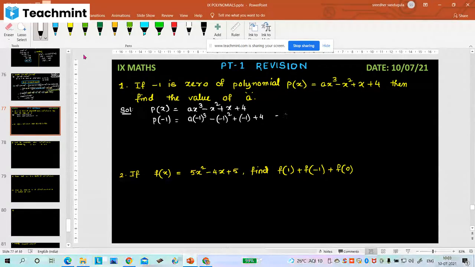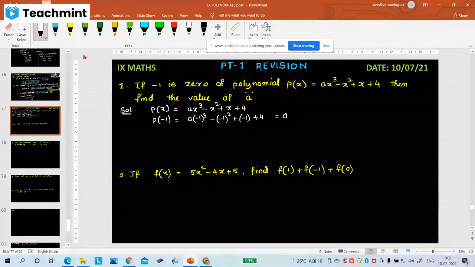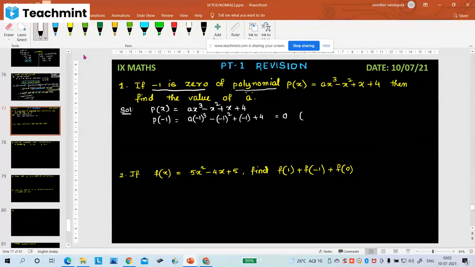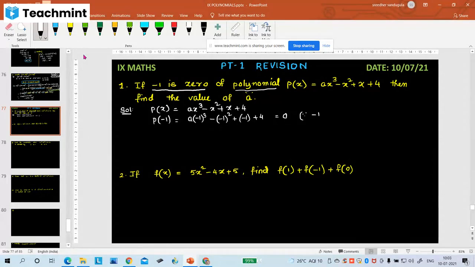Why do we have to take that equal to 0? Because in the place of x we are substituting minus 1. Moreover, it is already given that minus 1 is a zero of the polynomial. So you have to mention, if you want, in the bracket: because minus 1 is a zero of p of x. What is the meaning of p of x, children? Polynomial in x terms. Okay.